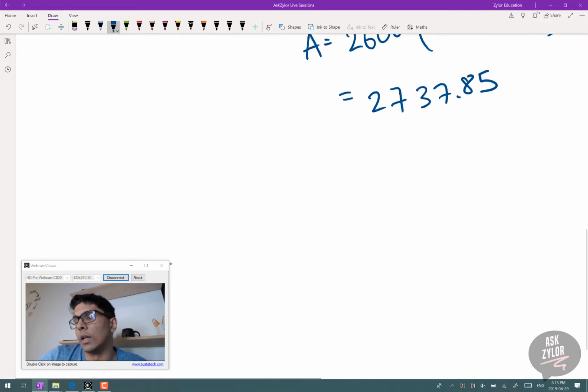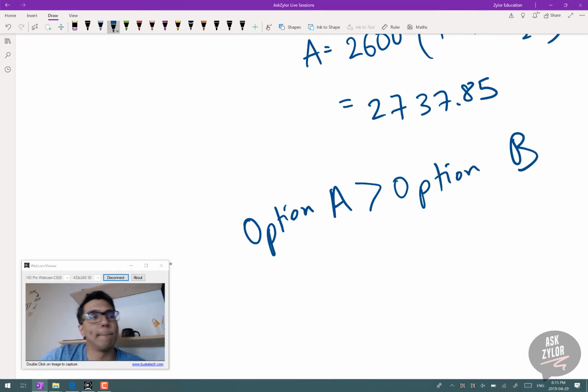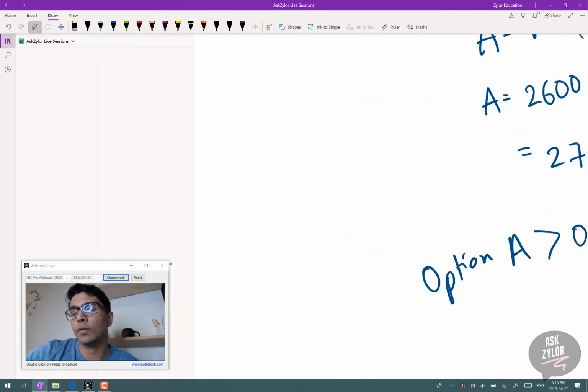So we're going to say option A will make the most money, so we're going to say option A is better than option B. So we're going to move on to the next question.